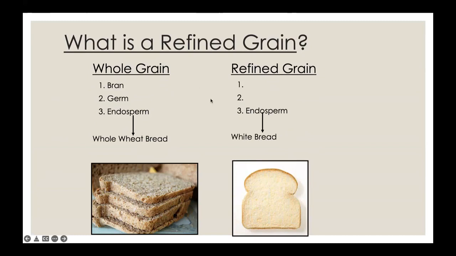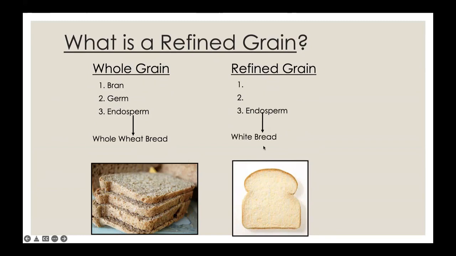So you can see the difference. Out of the 3 key nutrients, the refined grain has only endosperm, which is mostly a source of carbohydrate. And whole wheat has all 3 key nutrients: bran, germ, and endosperm. So with whole grain, we are getting fiber, we are getting vitamins, minerals, and healthy fats.